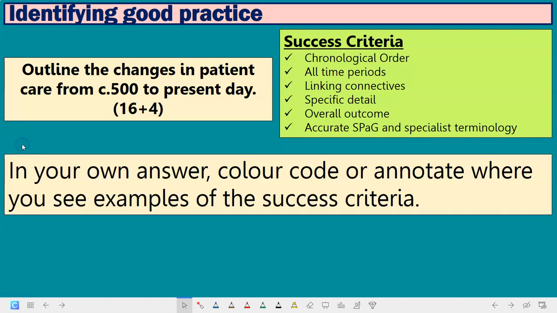The first task I would like you to do, please, is in your own answer, and this shouldn't be anything new to you, we do this all the time, I want you to colour code, or you can annotate where you see examples of the success criteria. So I would probably be annotating chronological order, but things like linking connectives I would be highlighting, and specific knowledge I would be highlighting as well in a different colour. So pause here, complete that analysis, and then come back.